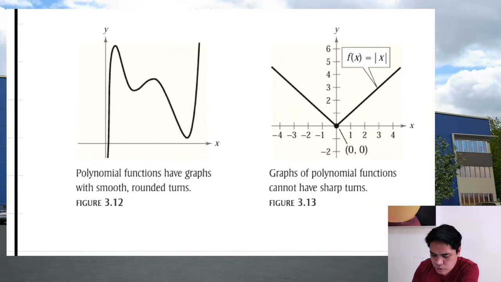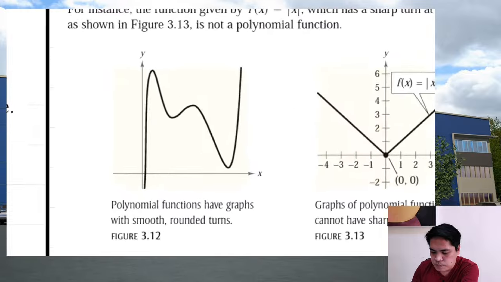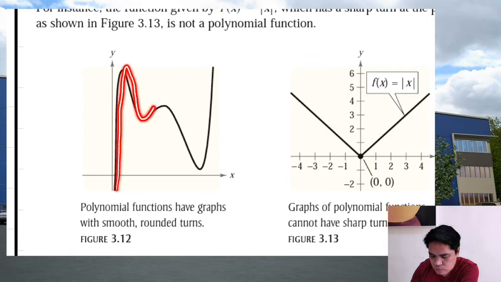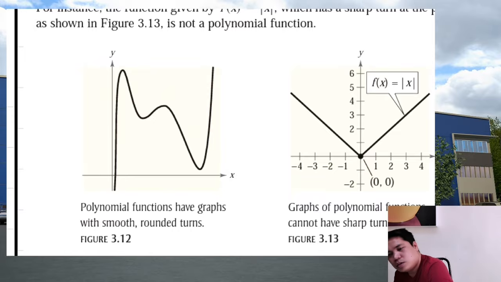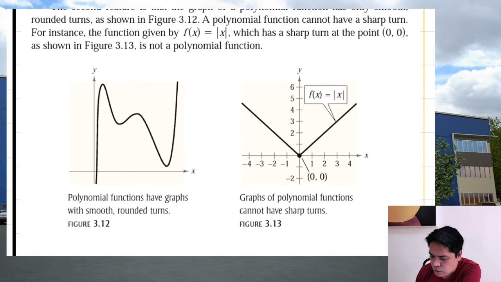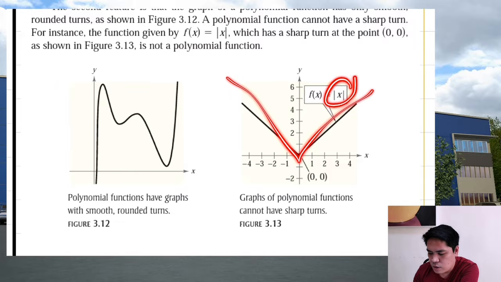Okay, how about these? Polynomial functions have graphs with smooth, rounded turns. These turns, we will be discussing more probably when we get to calculus, and we will understand them better. Then, this is the graph of an absolute value. The function absolute value of x is, of course, if x is positive, the value of the function is still positive. If x is negative, the value of the function is still positive. So that is the graph of the absolute value.